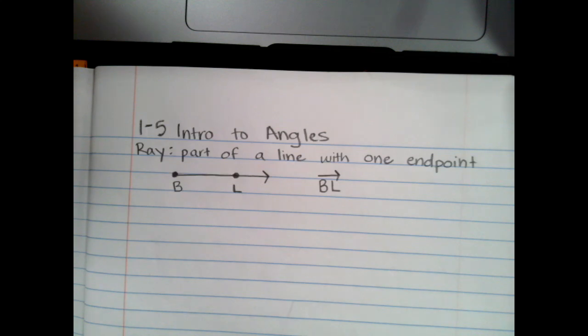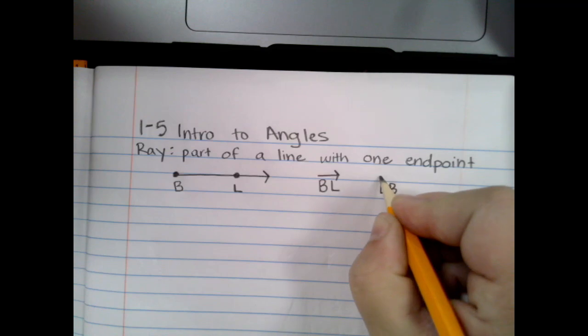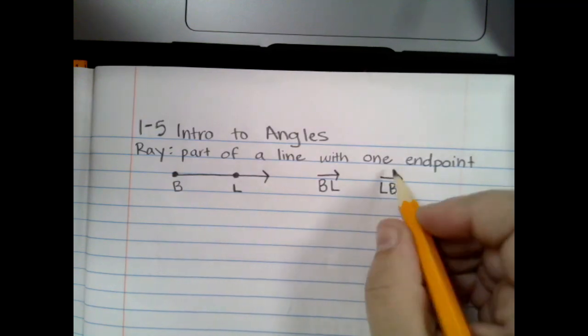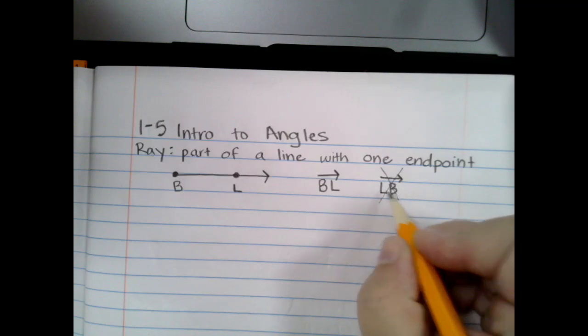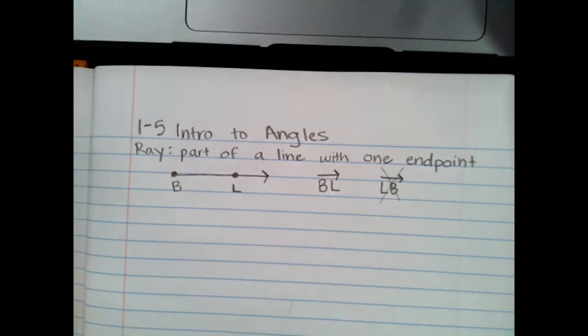Okay, can I write this as ray LB? Is it starting at L and going through B? No, so this would not work. If you want to write that and do an X to show yourself that that's a non-example, you can. That's a common mistake that people have with rays: they think they can just put the letters wherever they want, like they can with segments. And you can do that with lines, but not with rays.